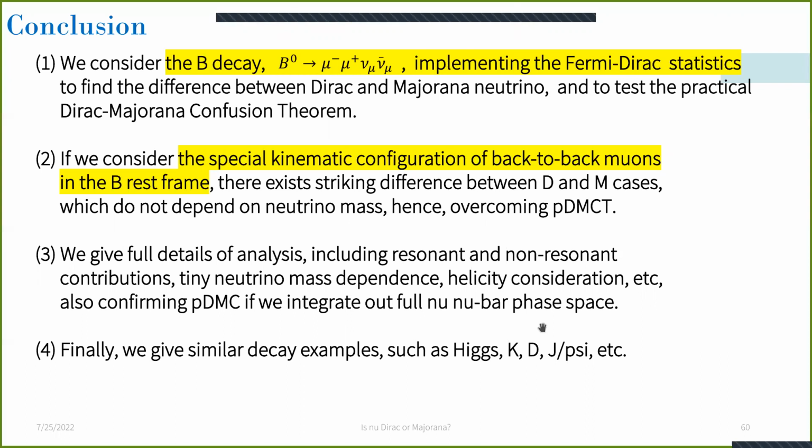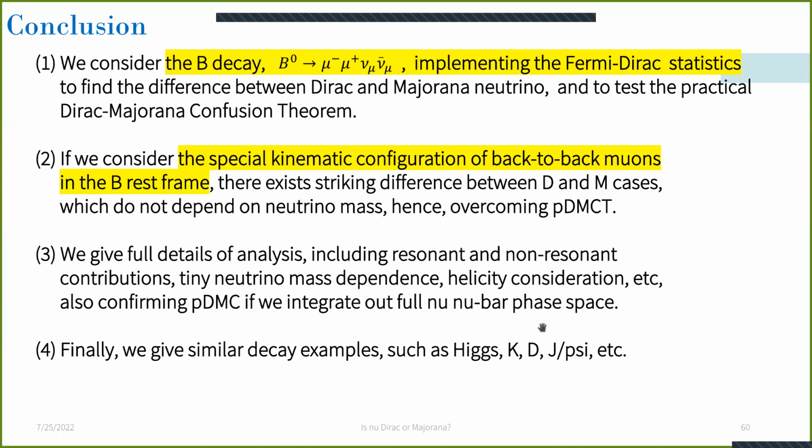This exactly same thing happened in Paris. In a special kinematic configuration, with vector muons in the B rest frame, there is a striking difference between Dirac and Majorana, which does not depend on neutrino mass. So you can overcome this DMCT. We give a full detailed analysis, including everything, actually. We never put the neutrino mass at zero; we put in every neutrino mass. At the end, numerically only. If the neutrino mass is non-zero, the numeric part is there, and we just ignore that. If this is zero, then this M scale is there. We never ignore that.